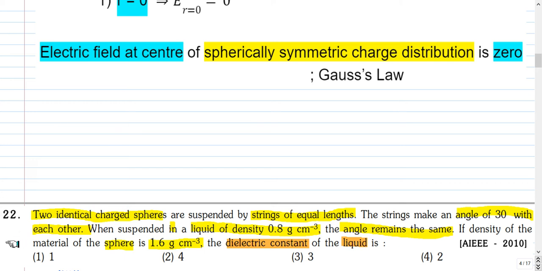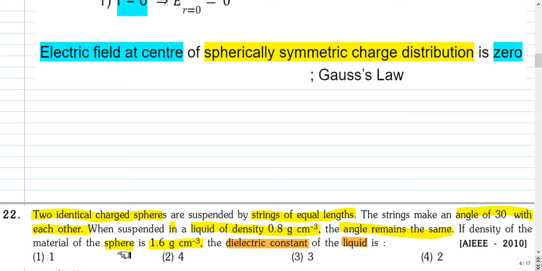This is the next question. Two identical charged spheres are suspended by strings of equal lengths. The strings make an angle of 30 degrees with each other. When suspended in a liquid of density 0.8 gram per centimeter cube, the angle remains the same if the density of the material of the spheres is 1.6 gram per centimeter cube. The dielectric constant of the liquid is.